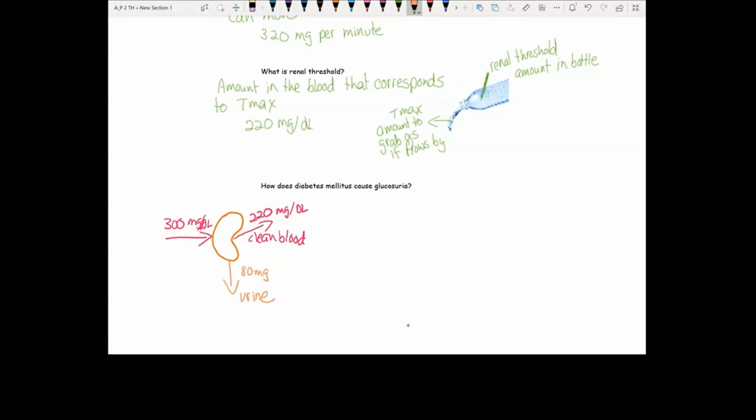Okay, let's do another scenario. Here's the kidney. You have the dirty blood coming in. Let's suppose that the dirty blood coming in has 420 milligrams per deciliter of glucose. In the clean blood coming out, it's going to be 220. The difference goes into the urine. So you would have 200 in the urine.